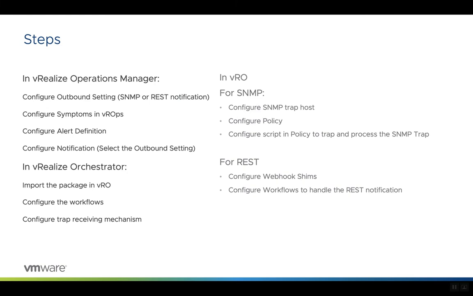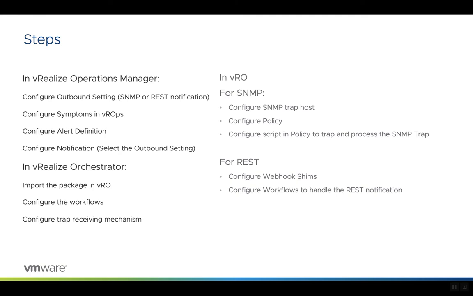The steps from the operations manager perspective: you need to configure the outbound settings if you are utilizing SNMP or REST notification. If you are utilizing the VRO plugin, you don't need that. You need to configure symptoms in vROps, then alert definition, and then configure notification. In Orchestrator, import the package. I have given the package link in my blog, and then you need to configure the workflows, and configure the trap receiving mechanism if you are utilizing SNMP. I'm not going to talk about SNMP much, because if you want to utilize SNMP, please check my earlier post. It has a detailed portion on SNMP.